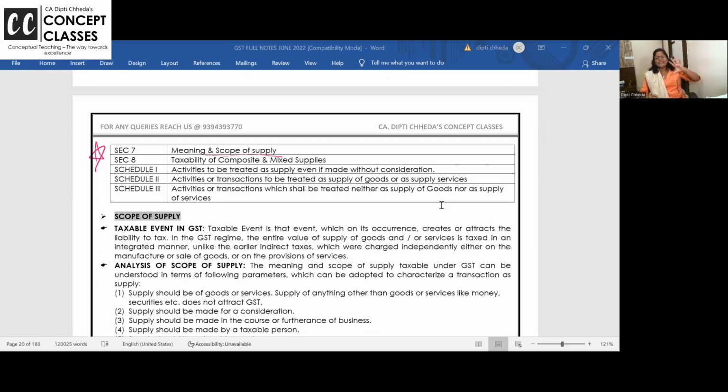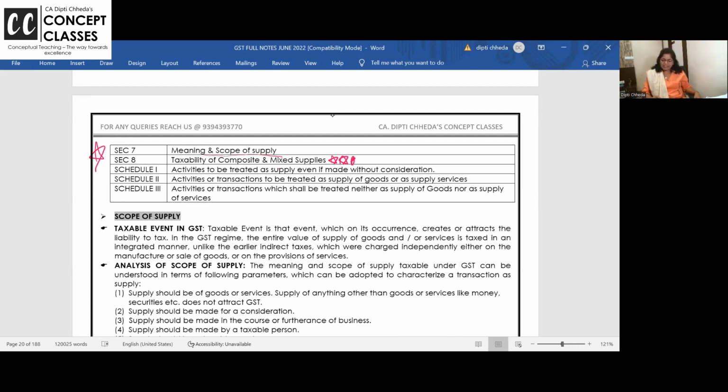Section 7, what are the ingredients of supply? We will cook a little. And section 8 is composite and mixed supply. This is very easy, you know. We do the tough things first. In every exam, if something seems very tough, something easy is there which will help you score definitely. Composite and mixed supply, they'll ask you in problems, in MCQs, and it's super scoring. Very easy, so we will do it last.